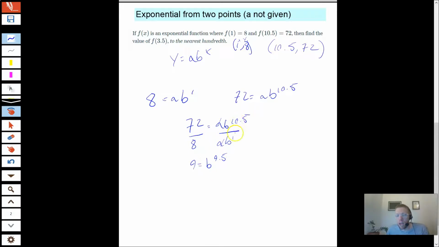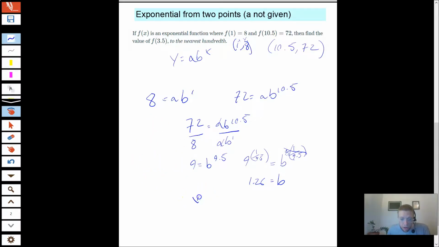Because remember, when you have like bases, you subtract the exponents when you're dividing. b to the 9.5. Then I take each side to the 1 over 9.5 power. And remember, on your calculator, you need to do that in parentheses. It's b to the 9.5 times 1 over 9.5. Remember, the reason I'm using this exponent is because these cancel out and b is isolated. So you get b equals, I believe, 1.26 is what I got. So you're going to get some ugly decimals here. That doesn't mean you're wrong.